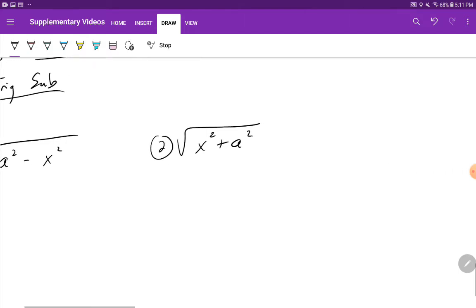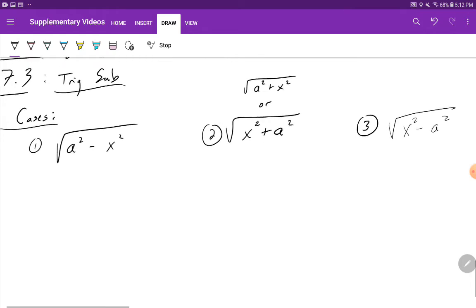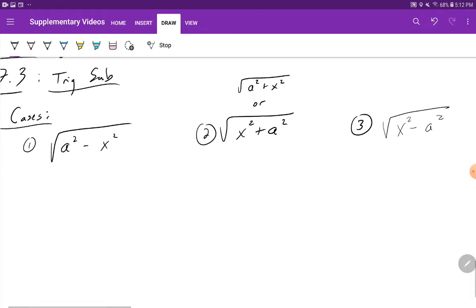Or a squared plus x squared, because that doesn't matter. And then the third case is when you have the square root of x squared minus a squared. Now, the reason why these are so peculiar and why it's related to trig, you've got to think back to your trig identities. I hope you guys remember what they are.